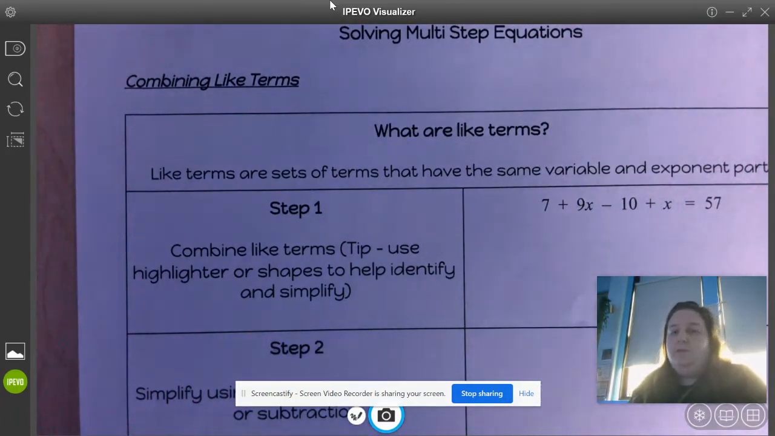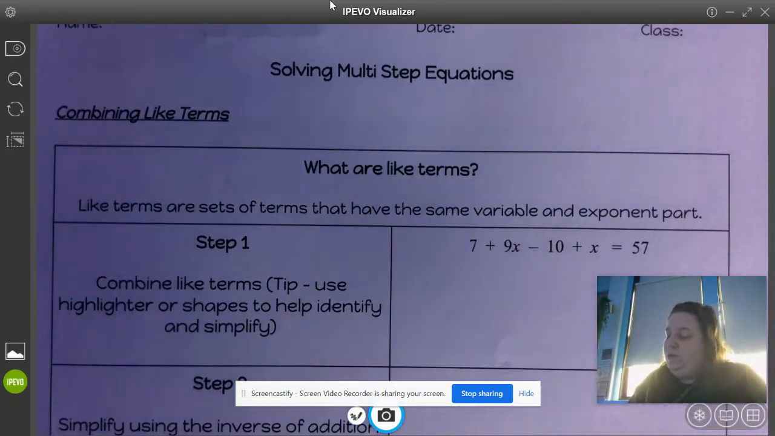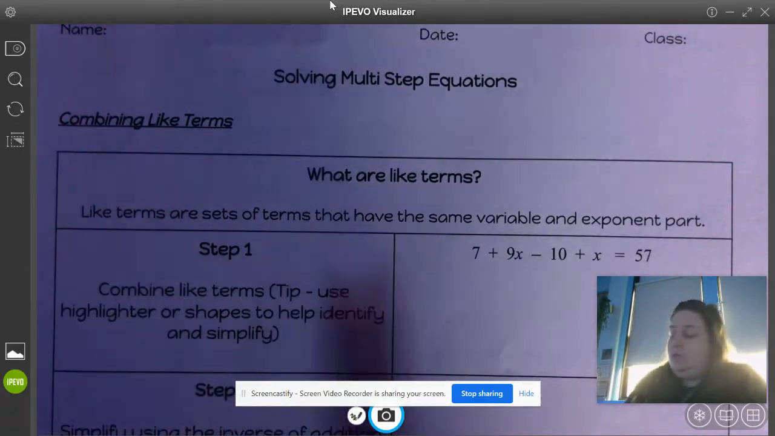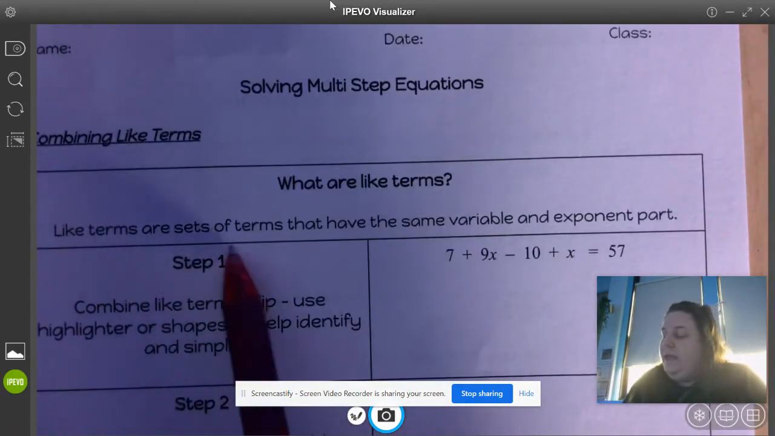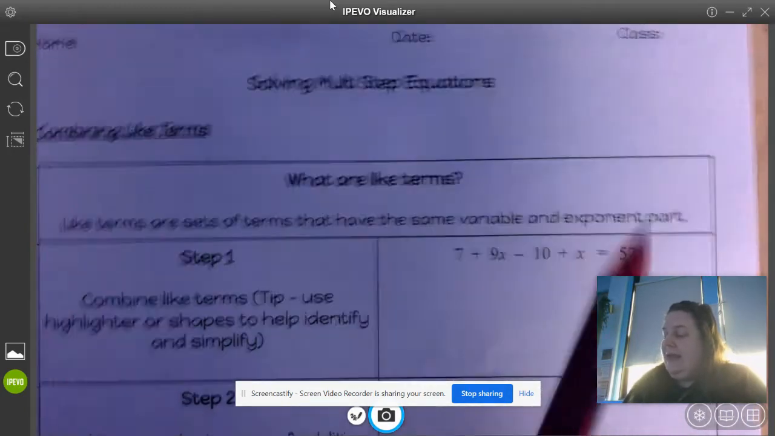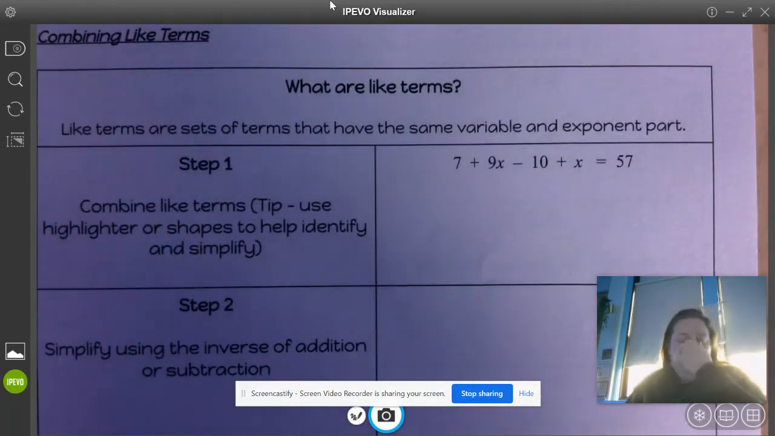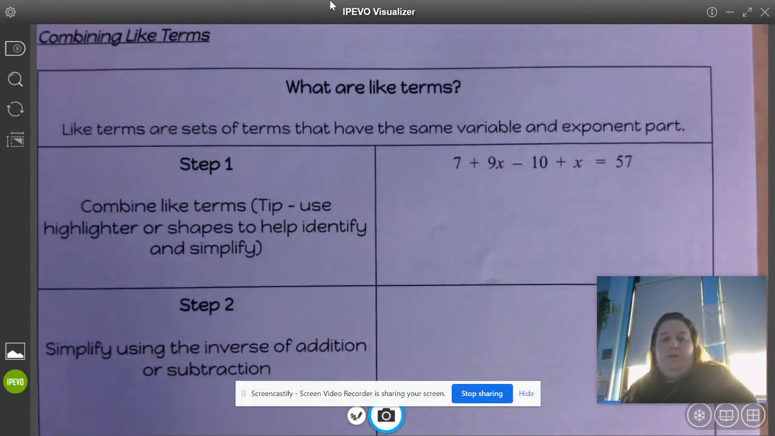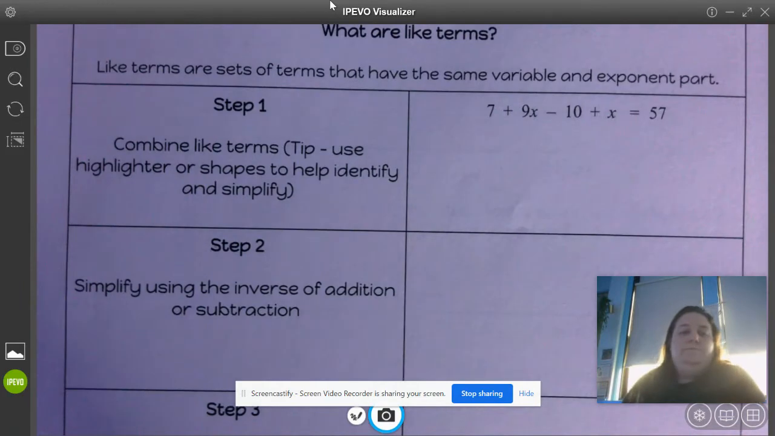So the first type of equation we're going to solve that's multi-step is where we have to combine like terms. So what are like terms? Like terms are sets of terms that have the same variable part and exponent part. Okay. So we're going to do this equation out step by step, and then you're going to try one on your own. Okay. So step one is to combine like terms.